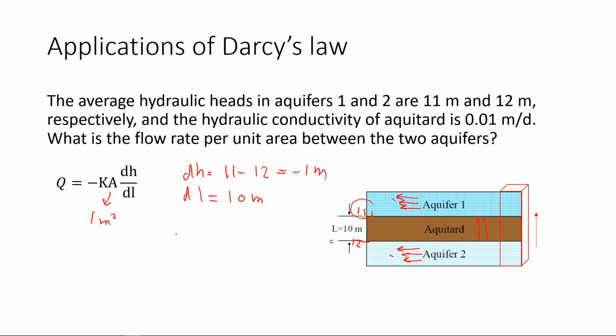So what is I? Let me just write it as delta, not partial. I is delta H over delta L. So that would be negative 1 over 10. That's dimensionless and unitless, so we get negative 0.01. Okay, now it's easy. Now I have the Q.